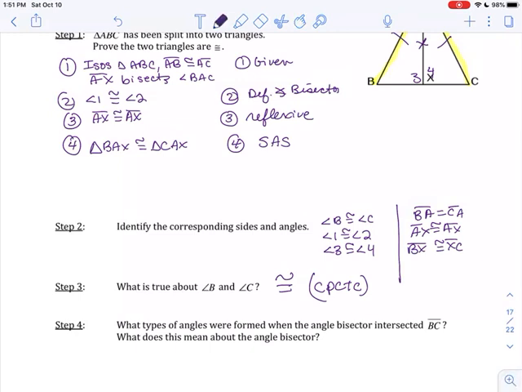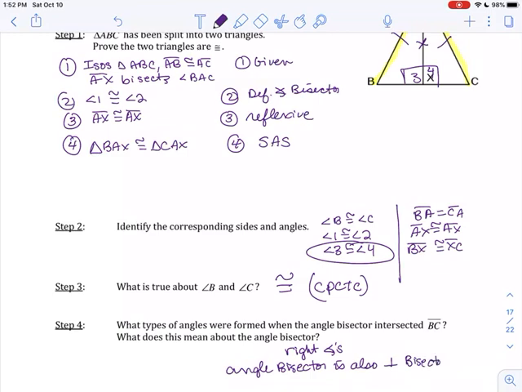What type of angles were formed when the angle bisector intersected BC? What does this mean about the angle bisector? So basically, angle 3 and angle 4 are also equal to each other. That means that since they form a line and they're equal to each other, they must be right angles. Therefore, that angle bisector is also a perpendicular bisector. So it's an angle bisector at the top, and it's a perpendicular bisector down at that bottom. So the angle bisector is also a perpendicular bisector.